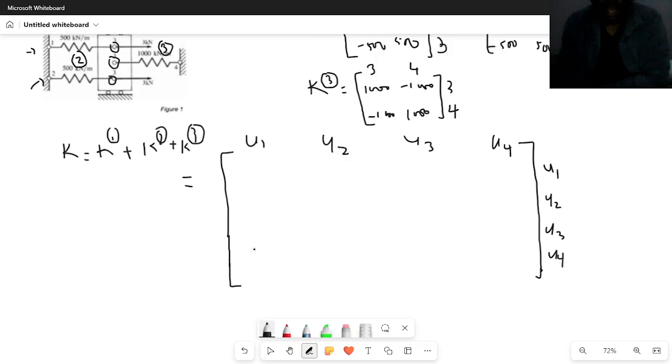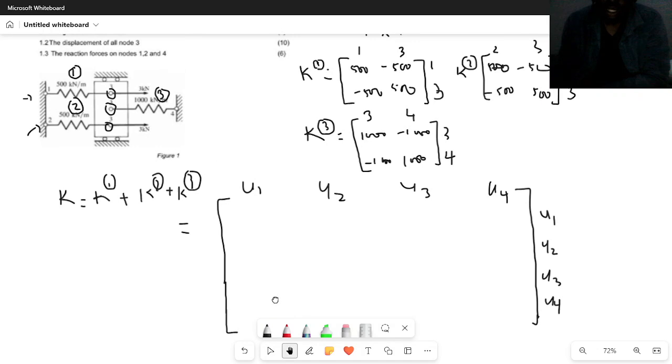Okay, now how do we do this one straight? You know that K1 is between 1 and 3. So you look at 1 and 3. These points will be along these 4 spots. So under here you put 500, minus 500. This is how we do it straightforward. Here we have minus 500 and then we have 500. So you've done this first one.